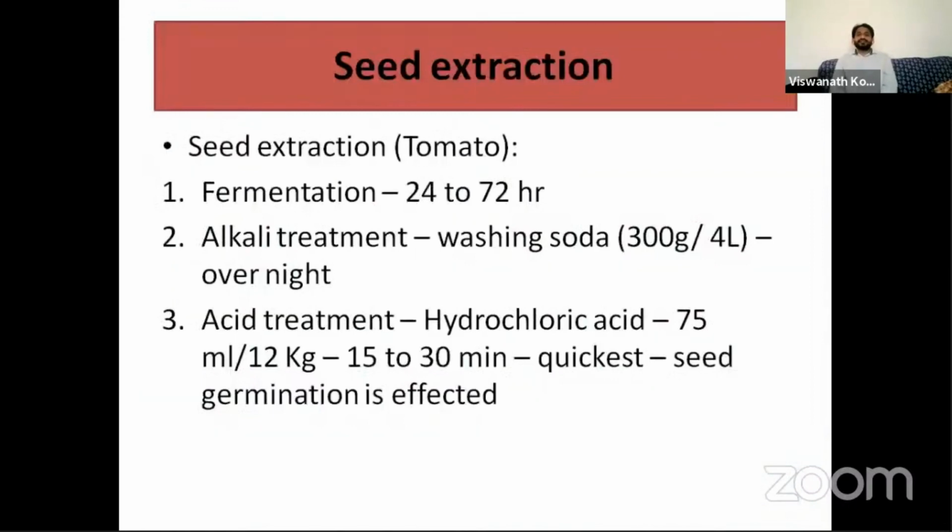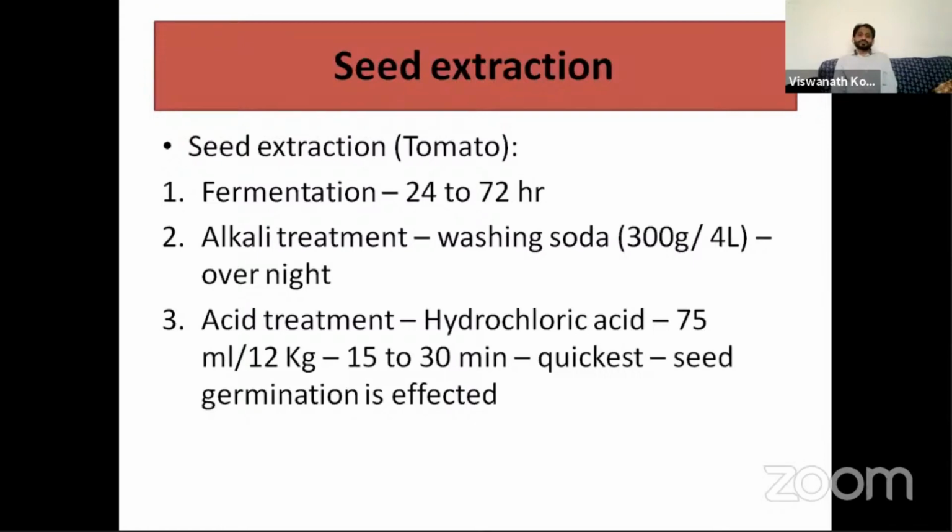Seed extraction in tomato. Generally seed extraction is very easy in other crops, but in tomato there are 3 types: fermentation, alkali treatment, and acidic treatment. Fermentation is long duration but safe, 24 to 72 hours of fermentation.